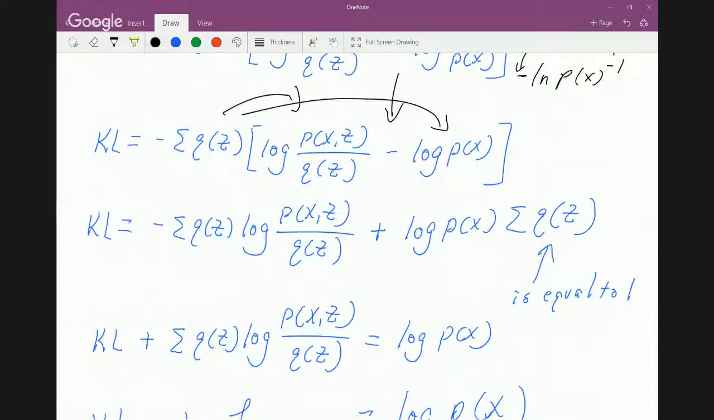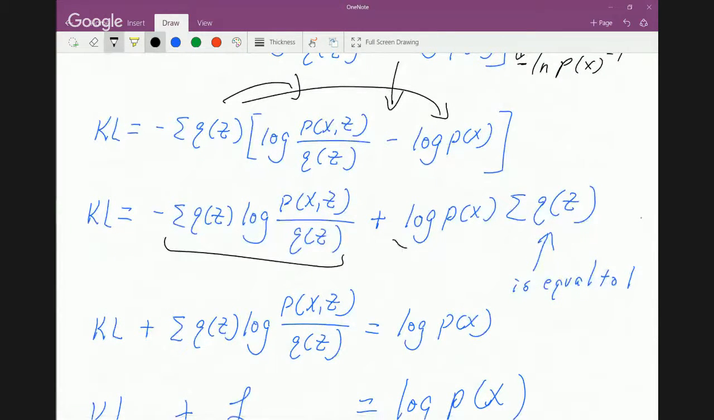So you see, here is distributed. Of course, this is the summation across all z's. So if you sum up all z's in the probability distribution, then it's equal to 1. So we can ignore this. This is not there anymore.